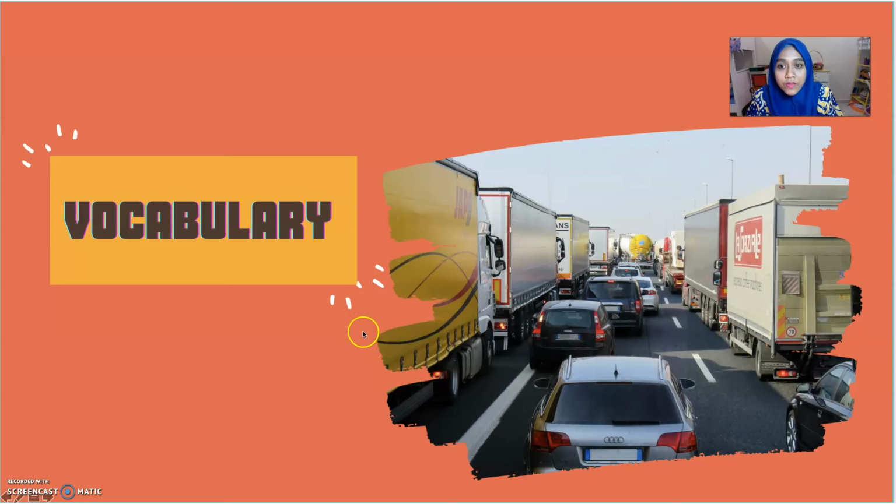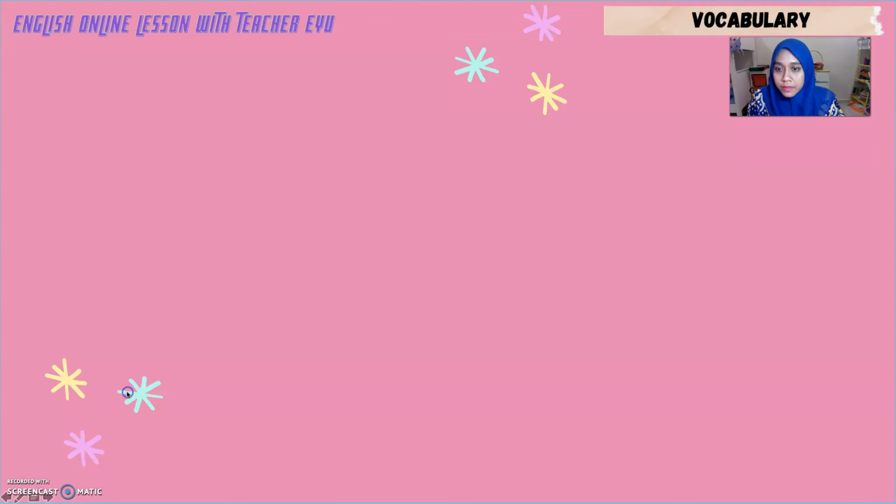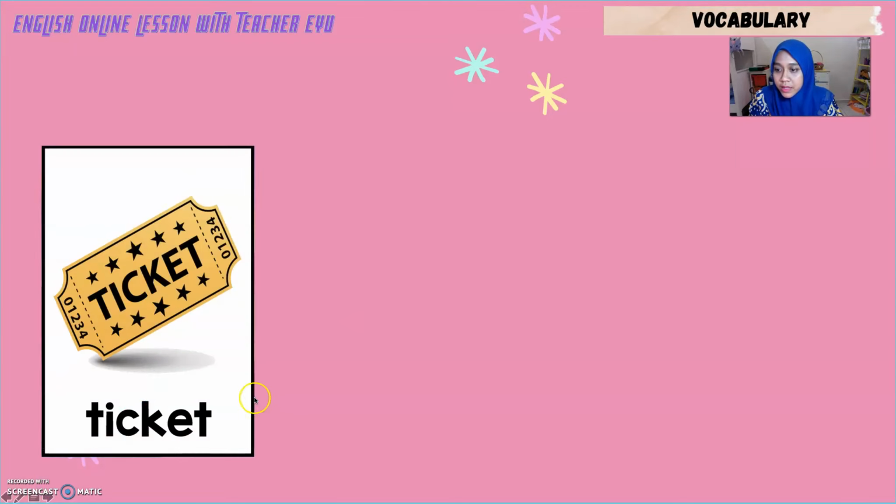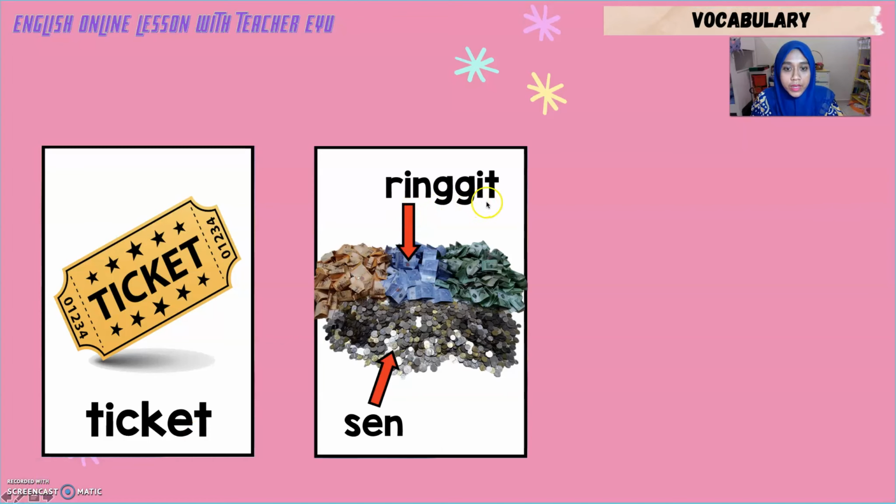Firstly, now let's go to the vocabulary. The first vocabulary is ticket. T-I-C-K-E-T. Ticket dalam bahasa Melayu pun tiket, tapi spelling dia lain. In English the spelling is T-I-C-K-E-T. Next we have ringgit and cent. Ringgit is for the paper money, duit kertas. Cent are for the coin, duit shilling.